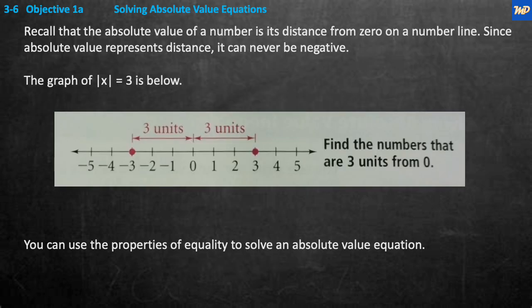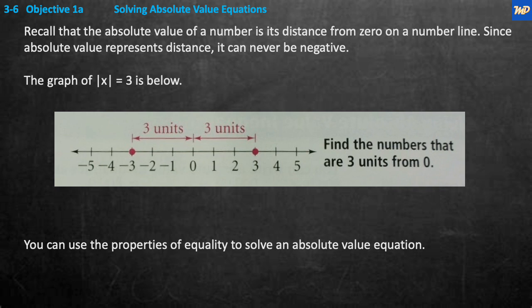Okay, Objective 1A, Solving Absolute Value Equations. Recall that the absolute value of a number is its distance from zero on a number line. And since absolute value represents distance, it can never be negative. Just think about that. It's distance. It's not a negative distance. It's just distance. So the graph of the absolute value of 3 is shown here below. And what we're asking on the graph here is to find the numbers that are 3 units from 0. So what are the numbers that are 3 units from 0?